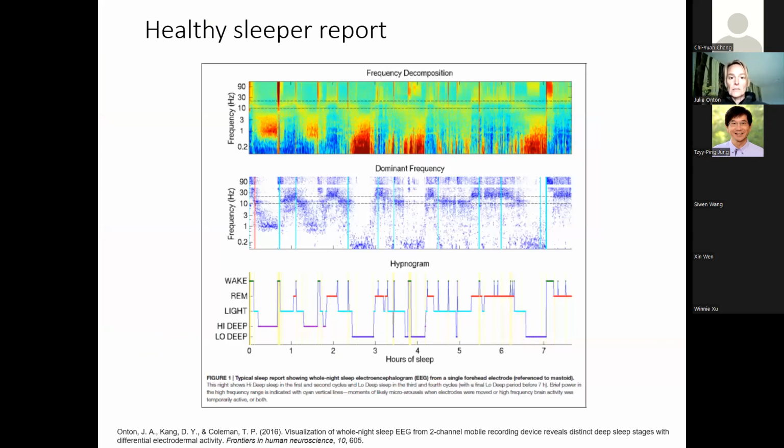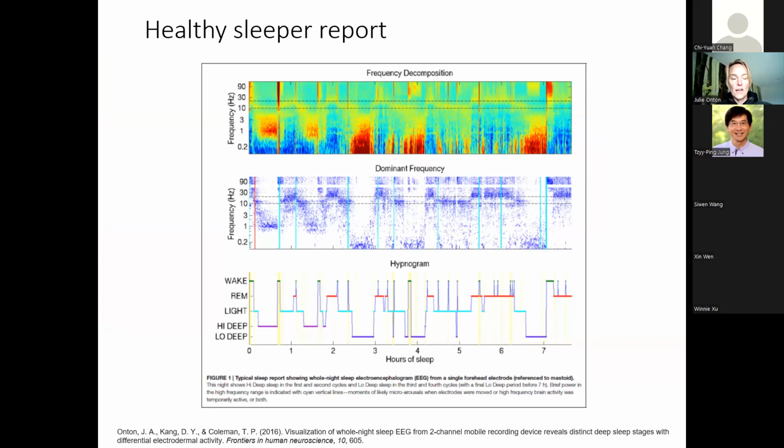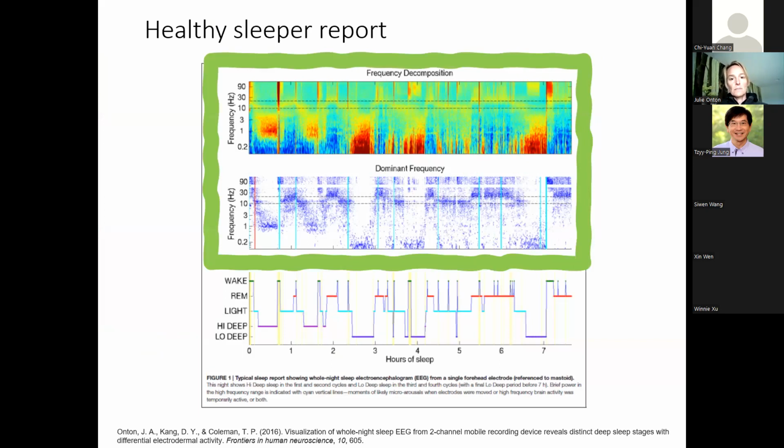Okay, so this is an example of a healthy sleep report. I'll just go through the components. This top one is 1 channel of EEG from the forehead, arranged from frequencies low at the bottom, high at the top. These 2 top panels are the same data. The dominant frequency one in the middle has a blue dot placed every half second for the dominant relative frequency at that moment. And that is helpful to see the patterns of sleep across the night, even when the amplitude of the oscillation might be low, as in REM or wake frequencies.